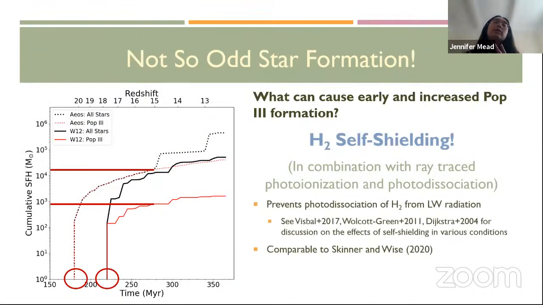So if we go back to our cumulative star formation rate, really what's happening here is that the molecular hydrogen self-shielding correction is preventing the photodissociation of most of our molecular hydrogen from the Lyman-Werner background radiation. And if you're interested in a discussion on the effects of self-shielding under various conditions, because it is important that we are directly tracing this photoionization and photodissociation, I recommend that you look at the references that I've listed here.